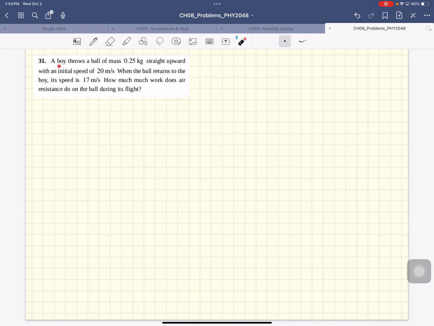Okay, so for this problem, a boy throws a ball of mass 0.25 kg straight upward with an initial speed of 20 meters per second. When the ball returns to the boy, its speed is 17 meters per second. How much work does air resistance do to the ball during the flight? If air resistance was not there, you throw a ball up, it would come back at the same speed. But because of air resistance, it's not coming as fast. And now you can understand the following.